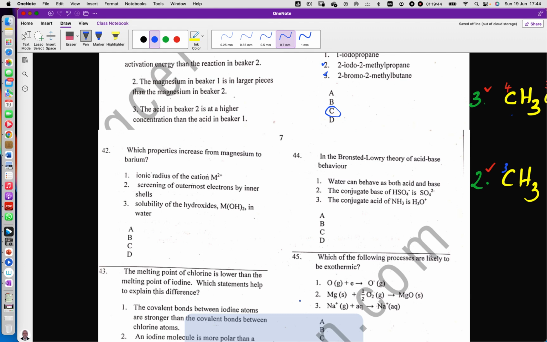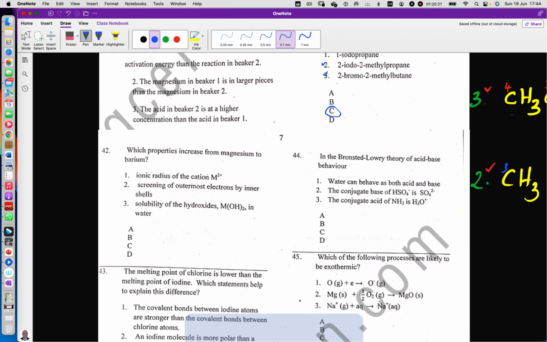Solubility of hydroxide. Of course, the solubility of the hydroxides increases down the group. Magnesium hydroxide to an extent is really insoluble in water, but as you go down the group to barium, the solubility increases. So 1, 2, and 3 are all right when it has to do with magnesium to barium. All the properties increase as you go down the group.